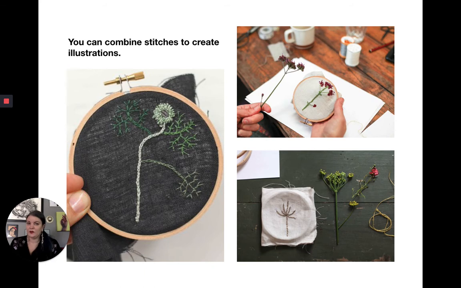You can combine these. You don't have to just use one. In fact, you're going to use at least three on your project, but you can combine them to create illustrations. Here are some examples of some floral illustrations using chain stitch, feather stitch, satin stitch, and maybe some French knots in that one. I don't remember.